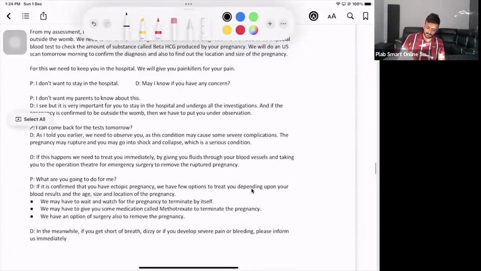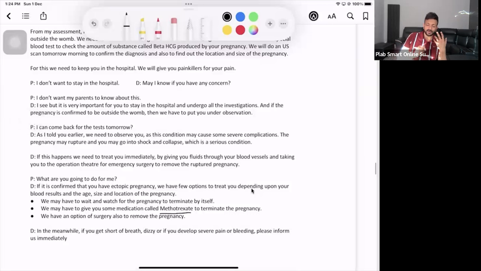That shouldn't be a problem because maybe the product of conception will come out on its own. Sometimes you may have to give some medications like methotrexate, or sometimes you have to go for surgical options as well. Make sure you admit the patient and manage it accordingly. What I mean to say in terms of examination is inspection, palpation. Do we have the mannequin? Not really. You are doing it on the patient only. Okay.